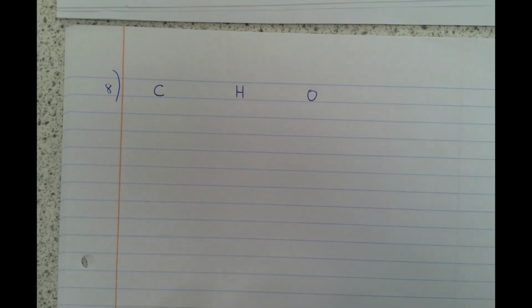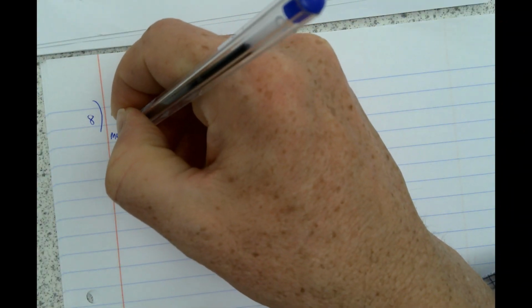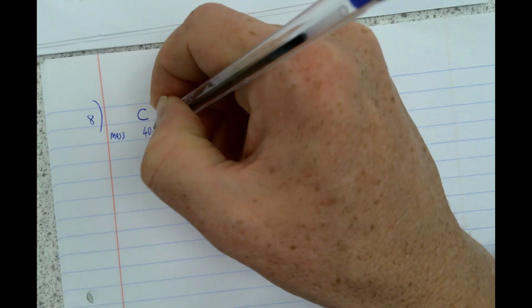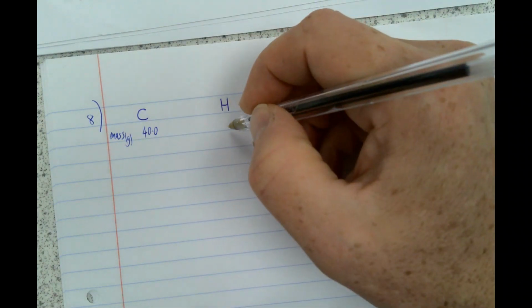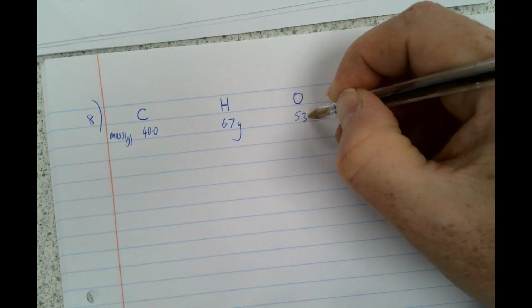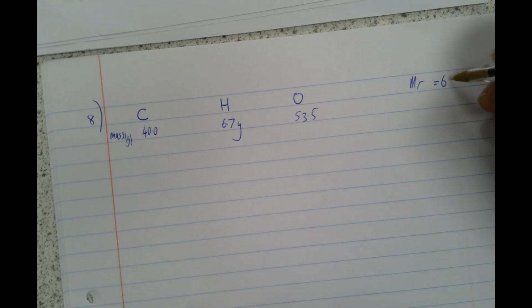So you're told in the question, you've got 40 grams of carbon. Step A was to write down the data, whatever data you're given. In the question it said there's 40.0 grams of carbon, 6.7 grams of hydrogen and 53.5 grams of oxygen. You're told it's got a molecular mass of 60, and we'll need that later on. You've been asked to find out the empirical formula and the molecular formula for this compound.